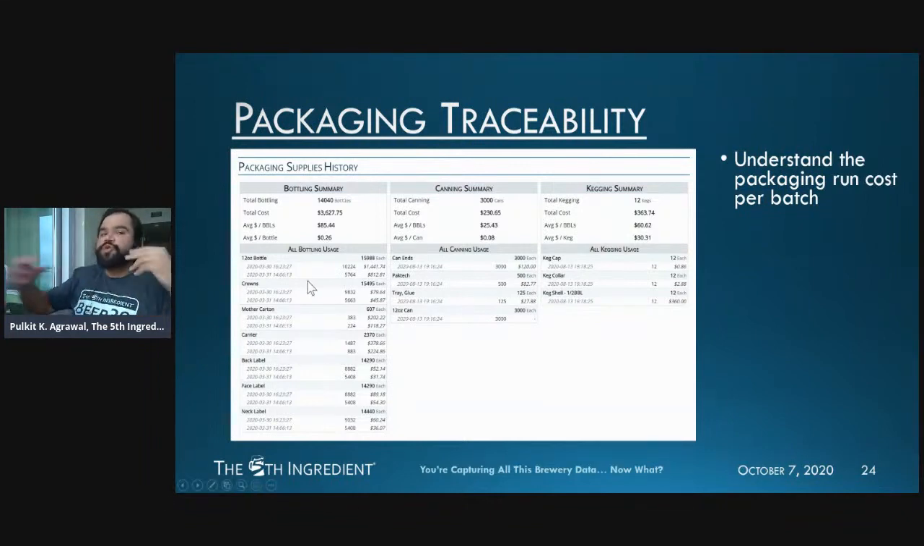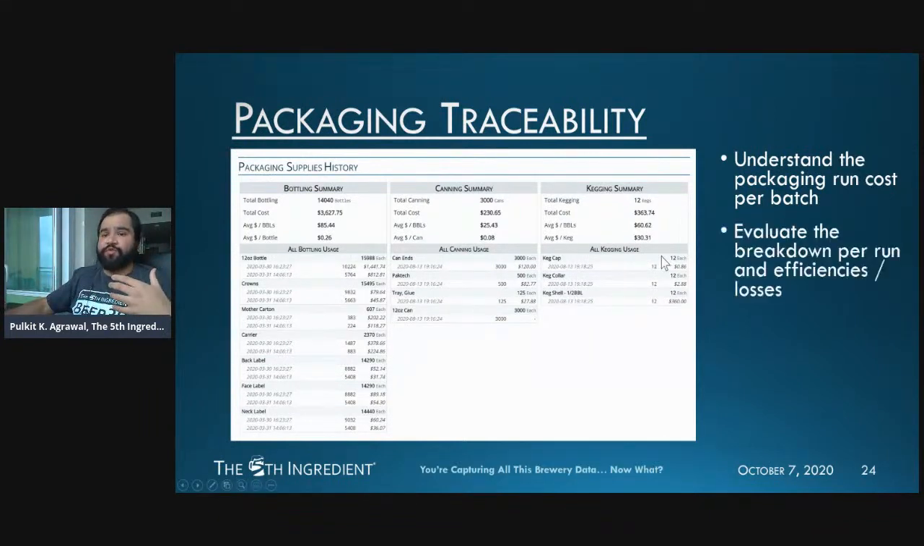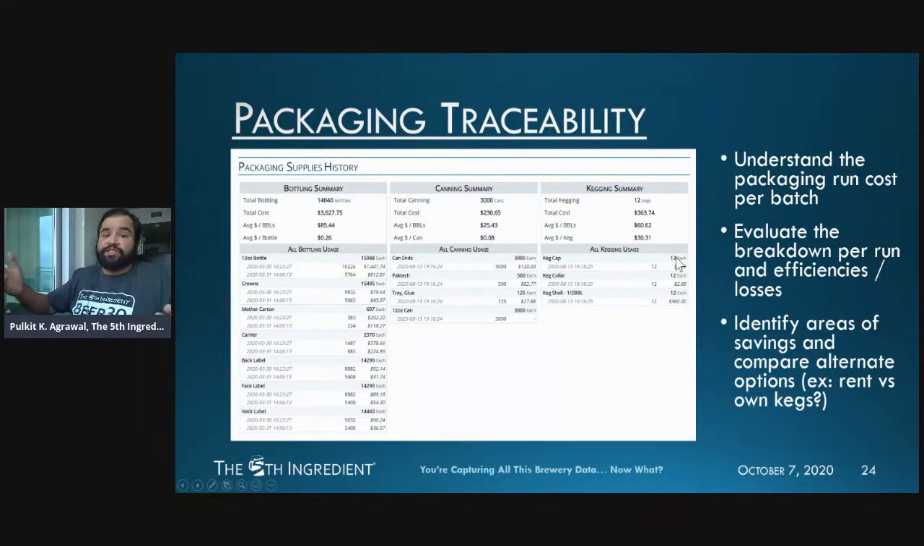And so this becomes really awesome when you start breaking it down on the average per barrel, but then break it down further with an average per bottle, average per can, and average per keg, right? And this has become super awesome because now you're able to really understand when it comes to your costs, how much is it actually tying in for you, right? And you get to evaluate the breakdown that's happening per run, efficiencies and losses, and from there, just dive further with understanding which particular areas of savings could exist, right?